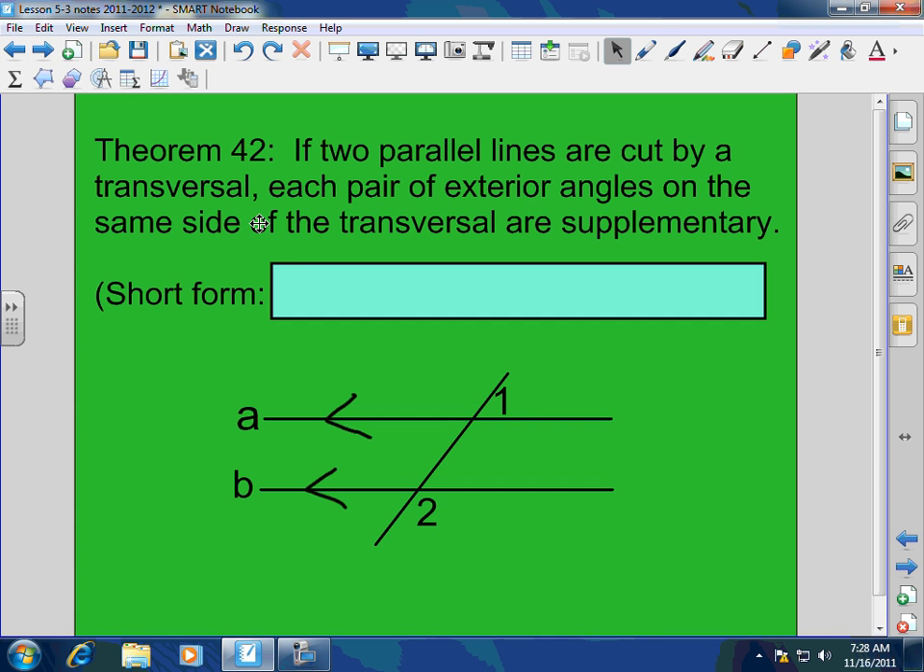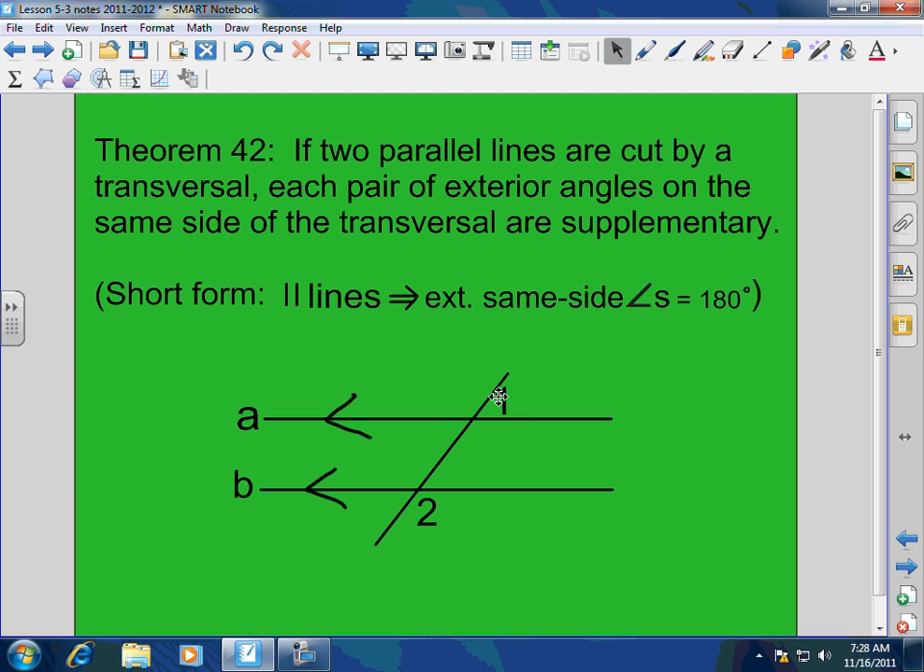Theorem 42, if two parallel lines are cut by a transversal, each pair of exterior angles on the same side of the transversal are supplementary. So it's same side, but this time exterior same side. So if line A is parallel to line B, that means that angle 1 plus angle 2 will equal 180. Does that make sense, guys? Hope so. All right, let's continue.